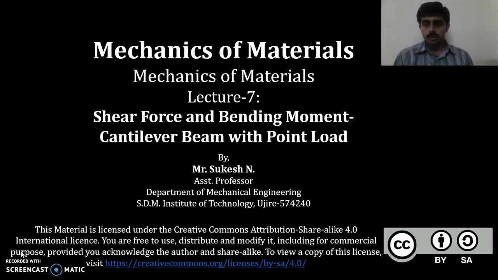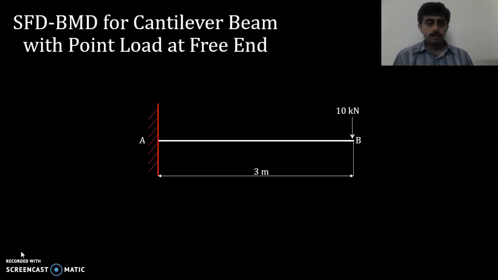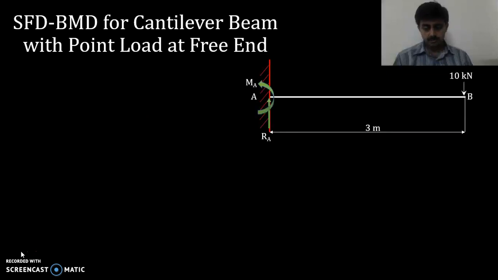In this video lecture, we will discuss a cantilever beam with a point load. Let me consider this example. A cantilever beam carrying a 10 kilonewton point load at its tip. It is supported at A. The span is 3 meters.